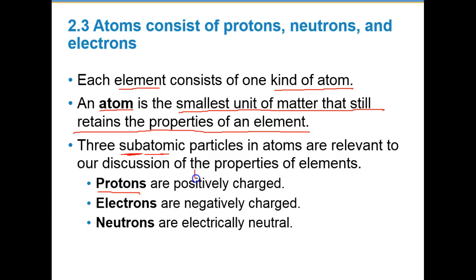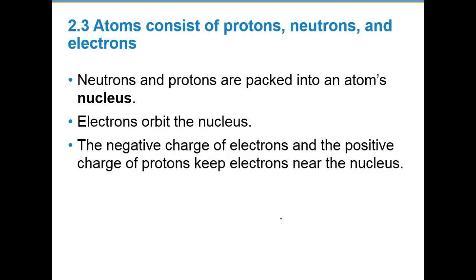We've got protons. We know those are positive. Electrons are negative. And neutrons are neutral. So hopefully that's a review for you. I hope that's not new. Okay, neutrons and protons are packed into an atom's nucleus. Now they live in the middle, and we'll look at a picture in a second. The electrons orbit the nucleus on the outside. And there's a little bit here, the negative charge of the electrons and the positive charge of the protons keep them close by. I think this is still up for debate. But the important thing is protons and neutrons are in the nucleus, and electrons orbit the nucleus. They're outside.